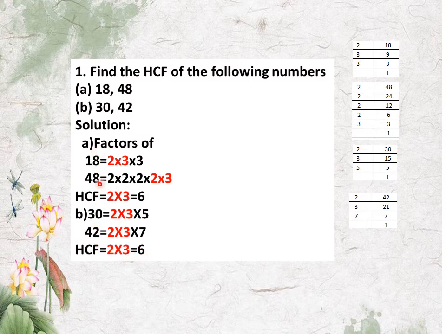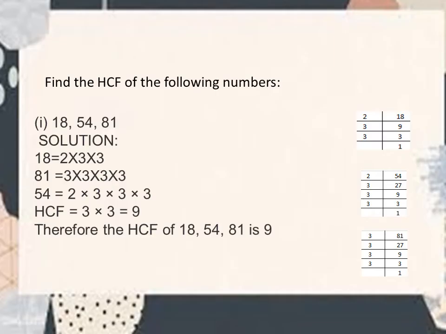HCF of 18 and 48 is also 6. We can take out the HCF for 3 numbers also. In the next question we will check it out. Find the HCF of the following numbers. Here 3 numbers are taken, 18, 54 and 81.